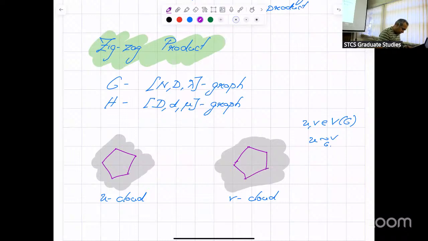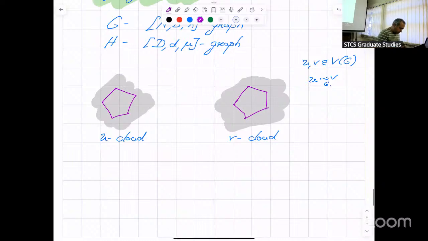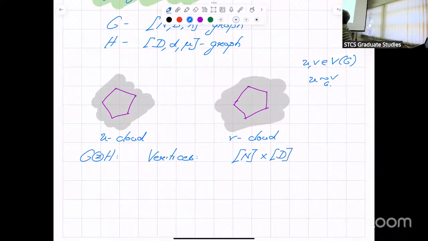Let's think of H as a slightly more complicated graph. Actually, let's ignore that for now. Let's just think of it as a copy of H I'm putting in, and I haven't yet told you what the edges are. So the zigzag product is going to be defined this way. G zigzag H has vertices exactly the same as the vertices of the replacement product. Its vertices are n cross D. So every cloud gets a copy of H, and that's exactly the vertex set of the replacement product.